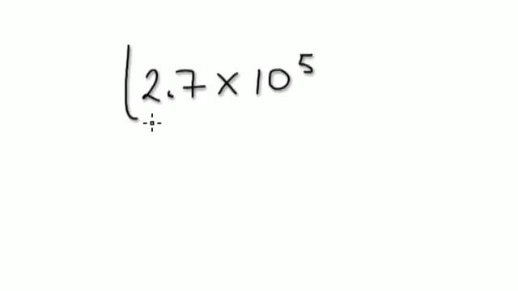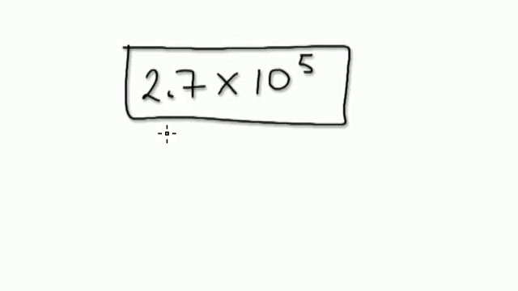In the previous video, I showed you how to convert, let's say, 2.7 times 10 to the power of 5. This here is standard form. In the previous video, I showed you how to convert standard form into a normal decimal form.